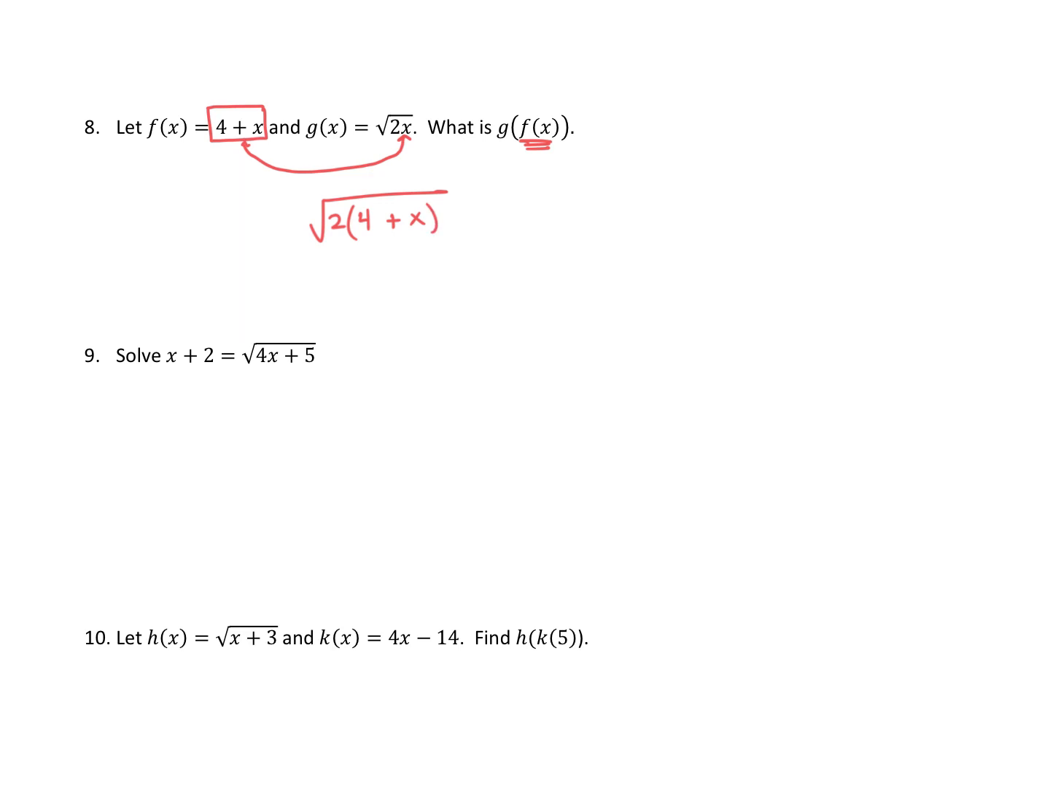And then we just simplify this. We can go ahead and distribute that 2. So we have the square root of 8 plus 2x. And that is as far as that will simplify. So that will be our final answer on this one.